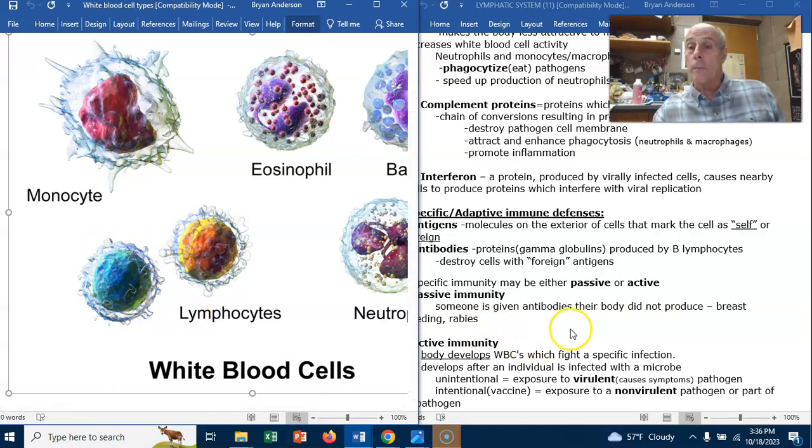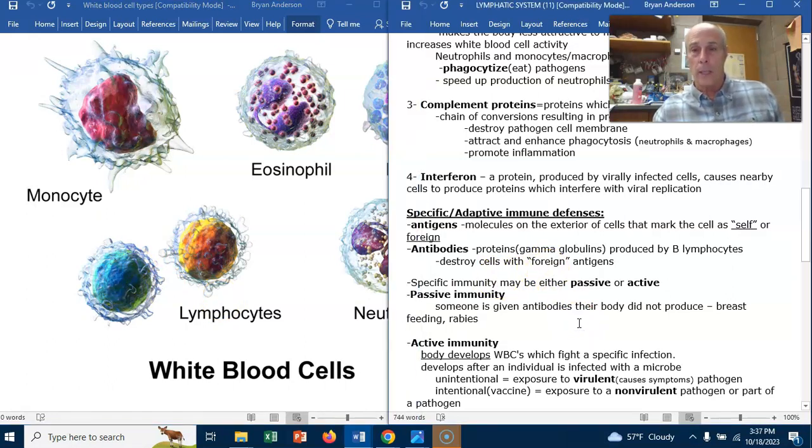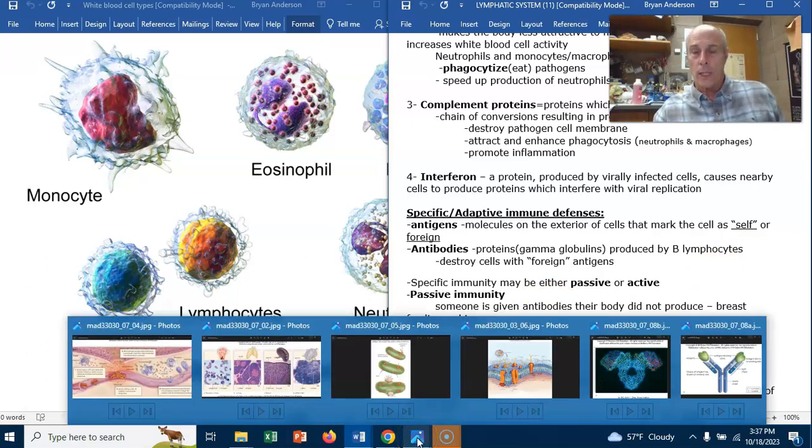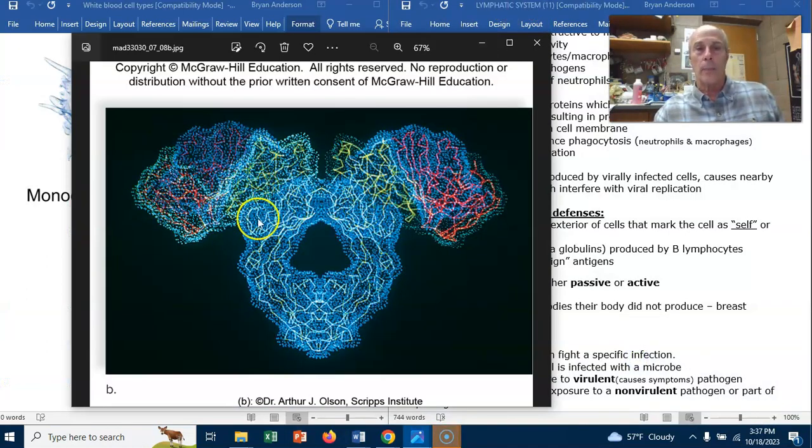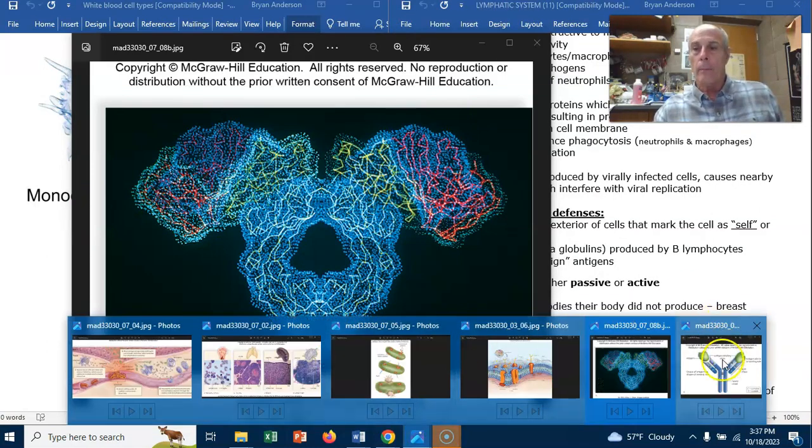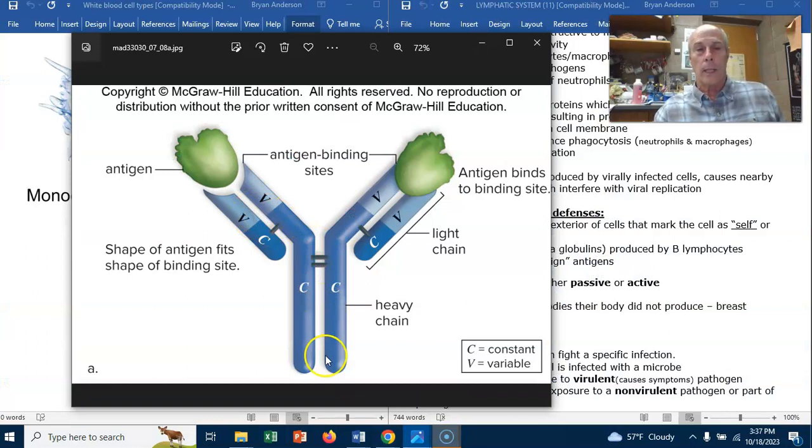T lymphocytes, I shouldn't say are produced by the thymus gland. They mature in the thymus gland. And the B lymphocytes mature in the bone marrow, hence the B for bone marrow. So antibodies are produced by B lymphocytes, and they destroy cells with antigens marked as foreign. Whenever you see antibody, you will see some form of this. This is an artist's rendition of the molecular structure of their shape. But commonly, they are simply identified as having a Y shape, like you see here.